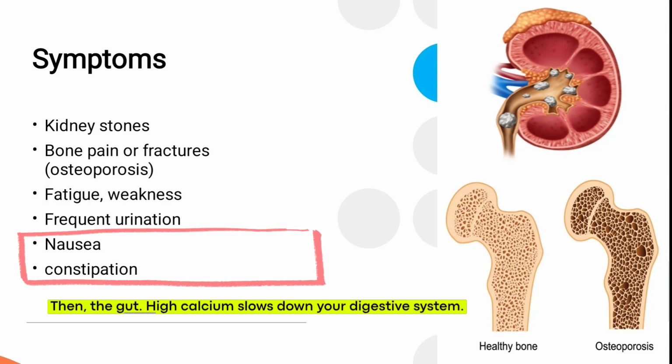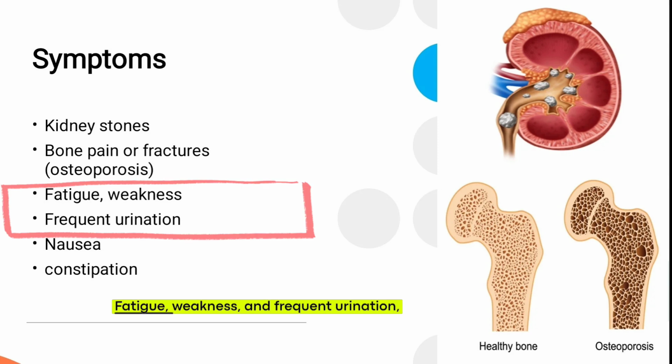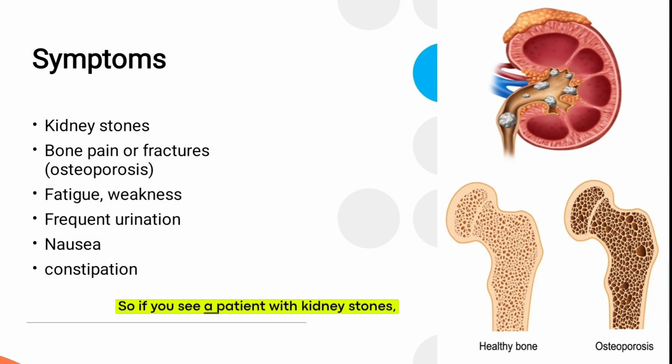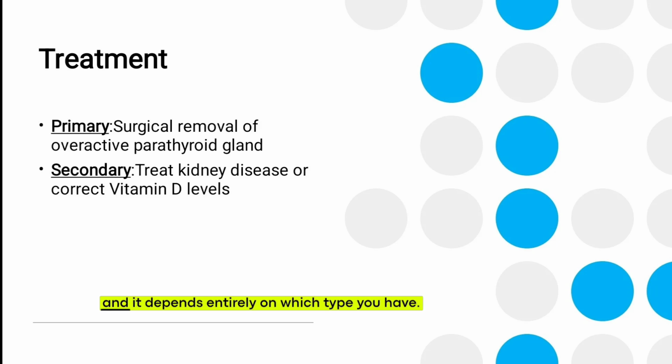Then, the gut. High calcium slows down your digestive system, so patients often feel nauseous or get constipated. And finally, general symptoms. Fatigue, weakness, and frequent urination, because the kidneys are working overtime. So if you see a patient with kidney stones, bone pain, and fatigue together, always think, check the calcium and PTH levels.